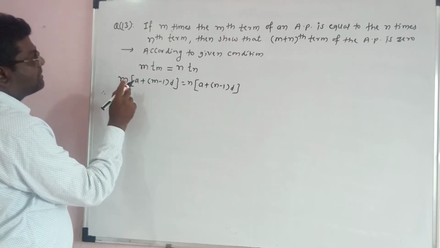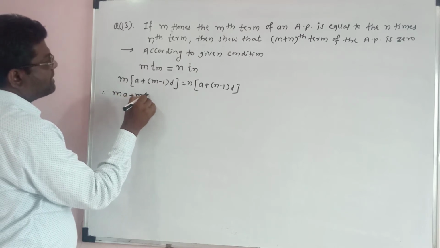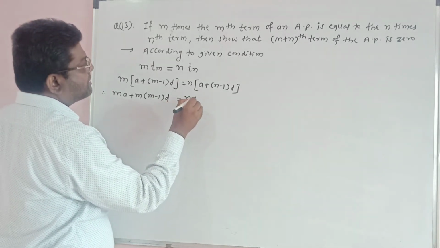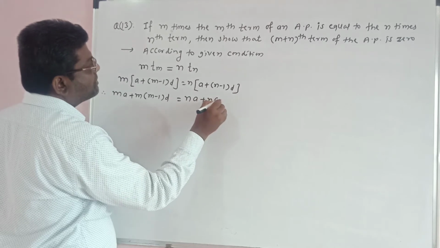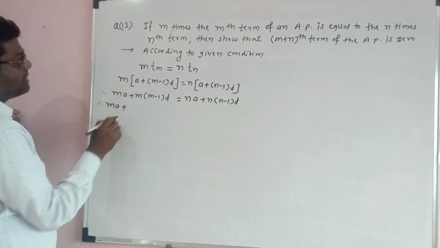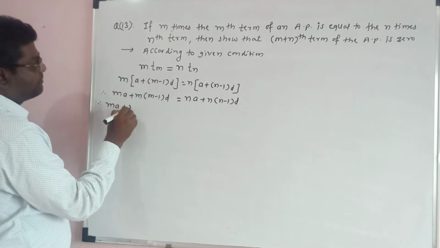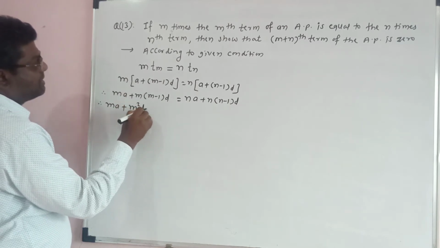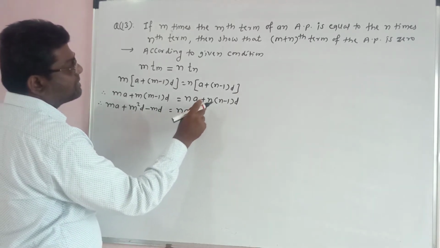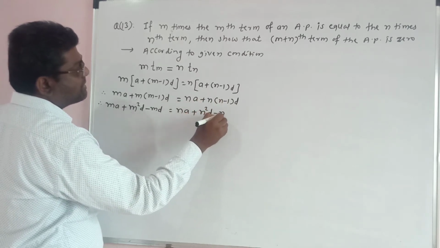Multiply this bracket by m. Therefore, ma plus m in bracket m minus 1 into d is equal to na plus n into n minus 1 into d. Therefore, ma plus, multiplying the bracket by m into d, m square d minus md is equal to na plus, multiplying the bracket by nd, n square d minus nd.